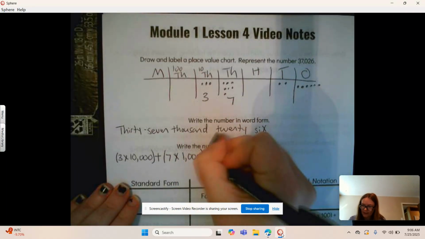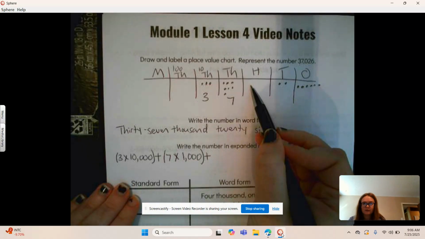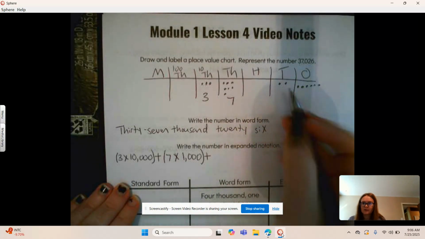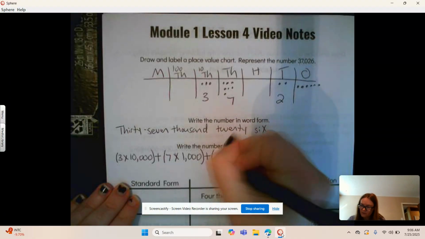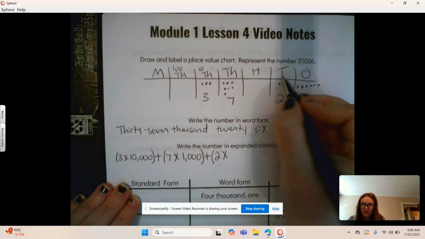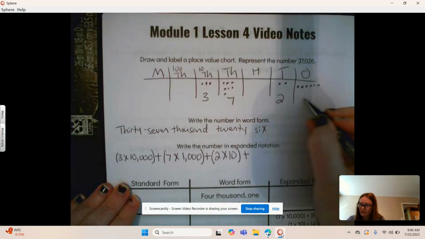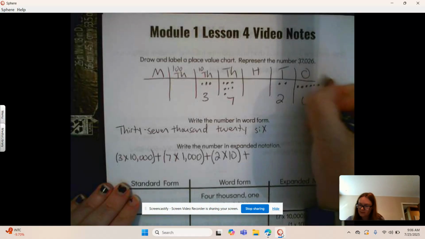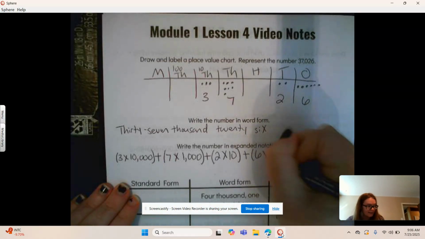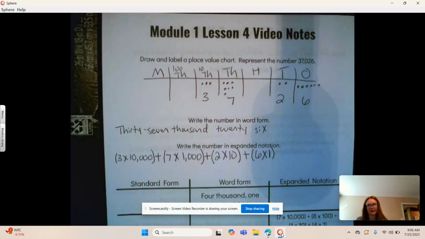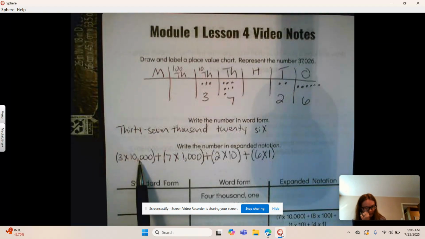Okay, add. Do we have any hundreds? No, so we can leave that one off. Do we have any tens? Yes, we have 2 tens. So 2 times place value is 10 plus, how many ones do we have? 6. 6 times place value is 1, so we're multiplying by 1. And there's how you do expanded notation. You just take the digit and you multiply it by the place value.